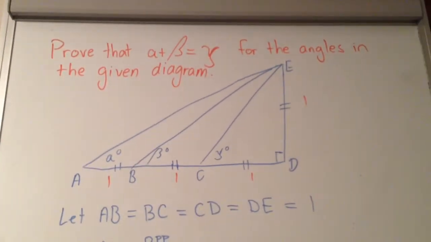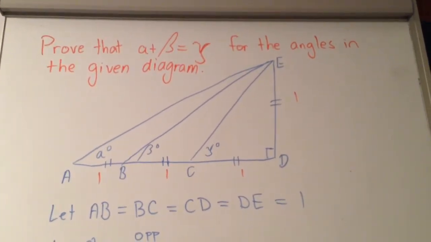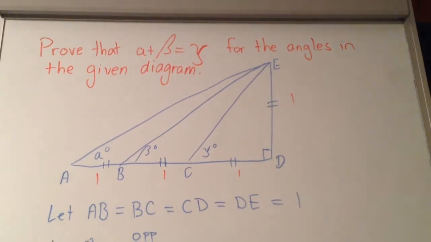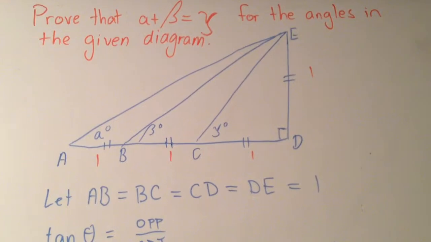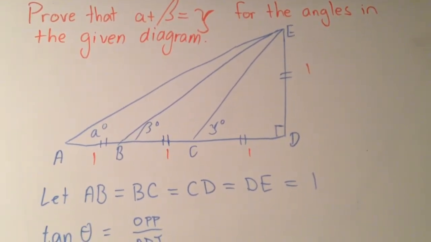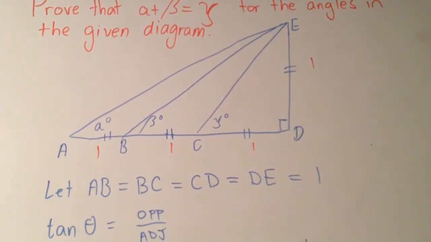So in this video we're going to be proving that A plus B equals Y for the angles in this given diagram. So as we can see here, we've got the angles labelled. In the triangle there is a right angled triangle, and we have some known lengths which are the same.